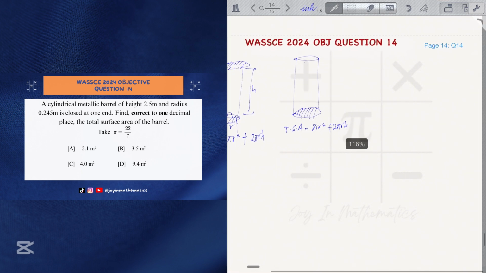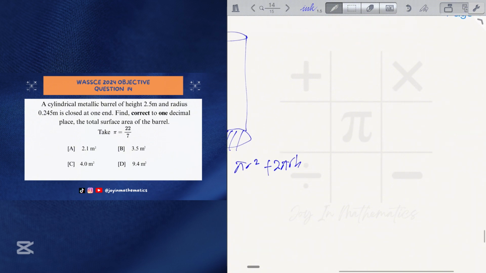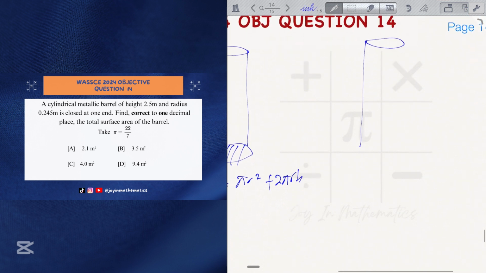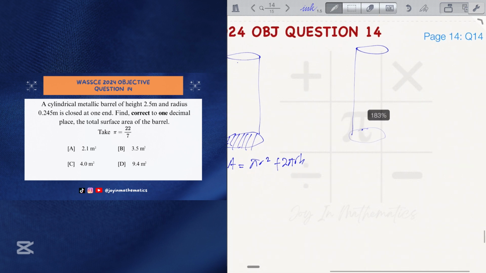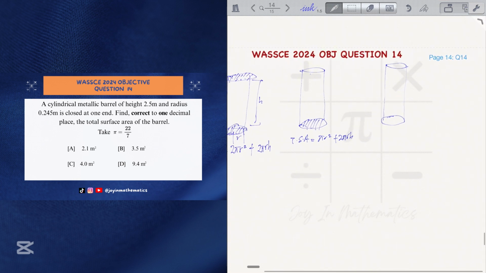In the same vein, finally, when it is open at both ends, so we have this open. So now we can see that there is no circle, just the rectangle embedded in it, and that will give us the total surface area to be equals to 2 pi r h.